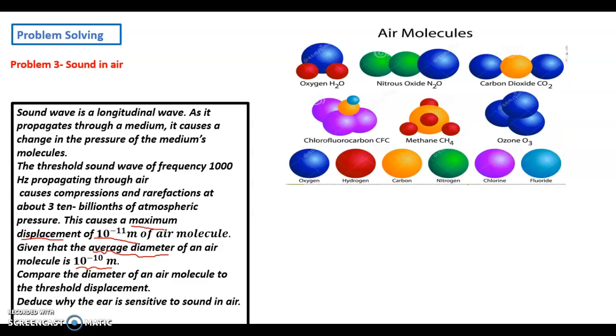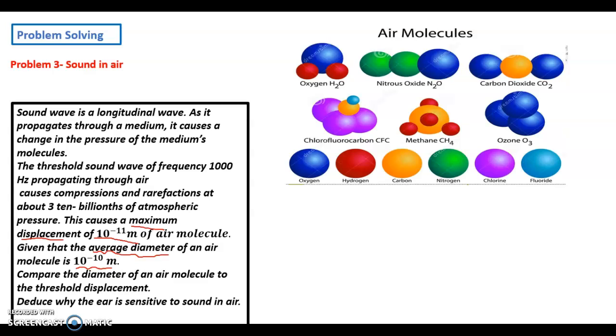Now they're telling us here that a sound of frequency 1000 hertz causes 3/10 billionth of atmospheric pressure, which causes a displacement of 10 power minus 11 meter of air molecule. So we can see that the order of displacement and the order of dimension or the diameter of the air molecules are close to each other. So this 10 power minus 11 meter displacement is really detectable by the air molecule.